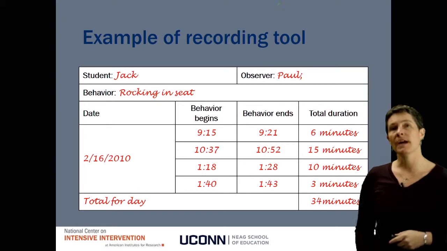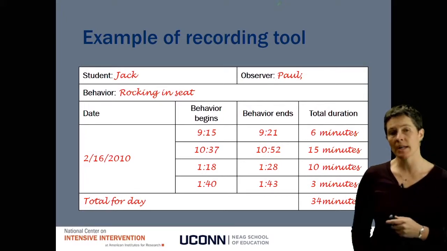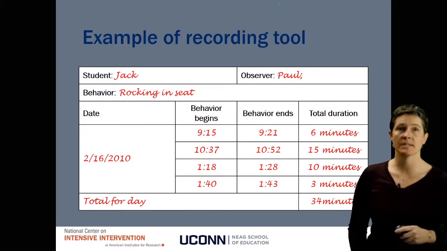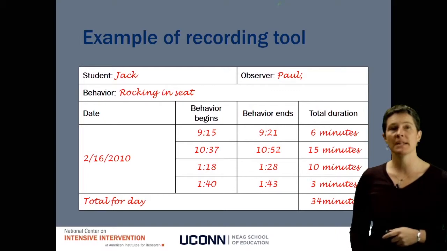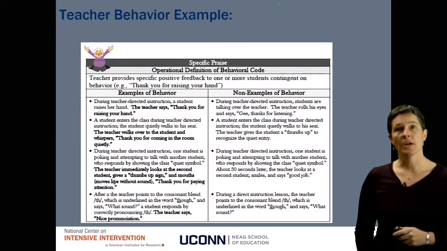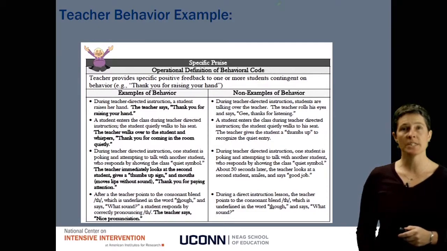Here's an example of how we could record that information. So in this case, we want to measure Jack's rocking in seat behavior. We just write down when it starts, write down when it stops. We can calculate how many minutes that was, and we get a total for the day. Here's another example, a teacher behavior example. If we want to measure specific praise that a teacher is engaging in, what dimension is this?